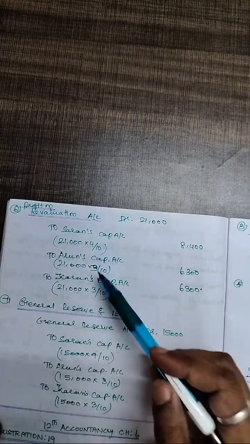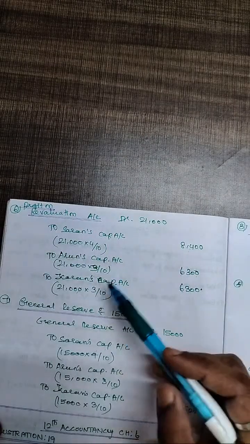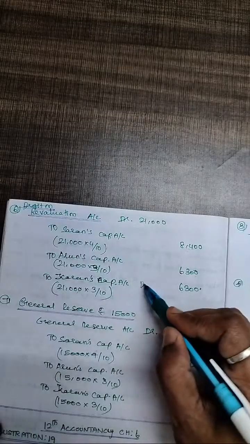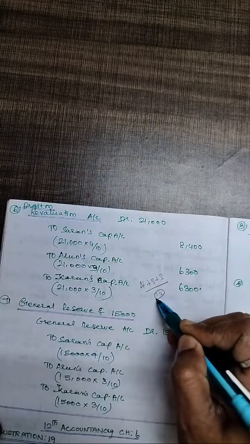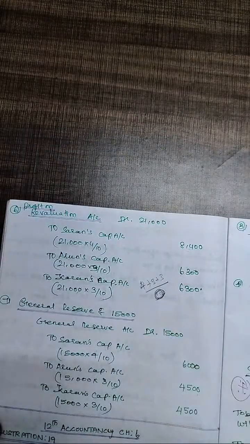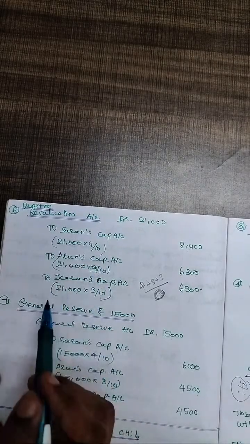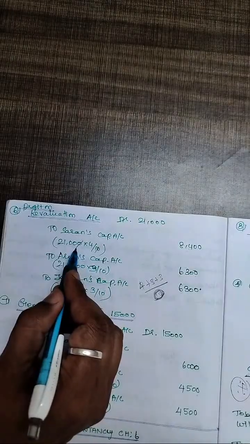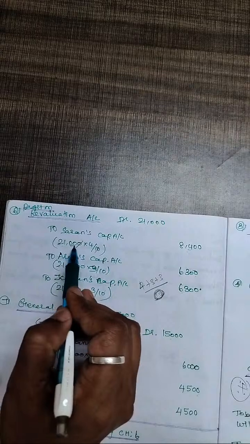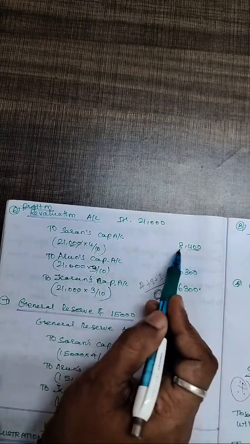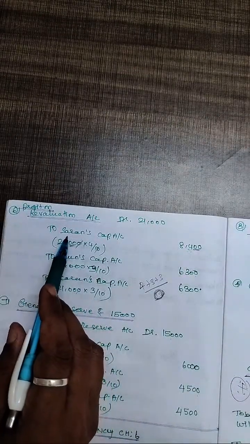The 4:3:3 is to be entered as numerators. The sum of the profit sharing ratio, 4 plus 3 plus 3, gives 10, which is entered as the denominator. Then we have to cancel. Zero, zero cancel. 1 4 is 4, 2 4s are 8, and the two zeros are added here. So 8,400 rupees profit on revaluation is transferred to Saran's capital account.